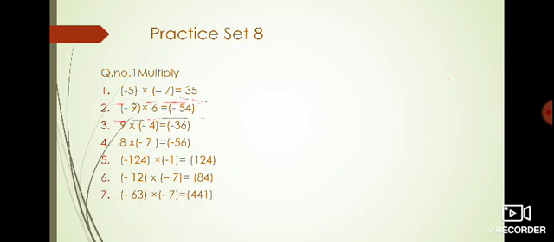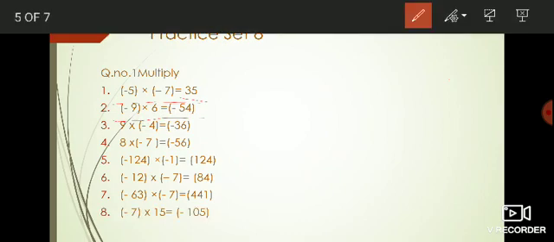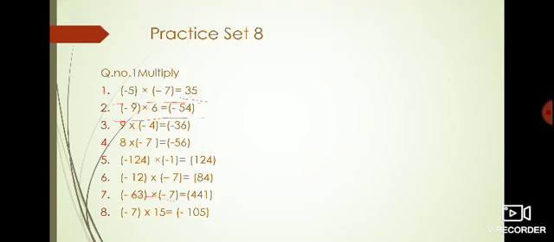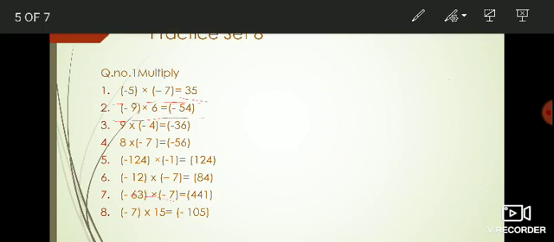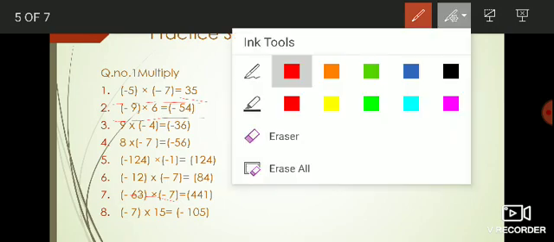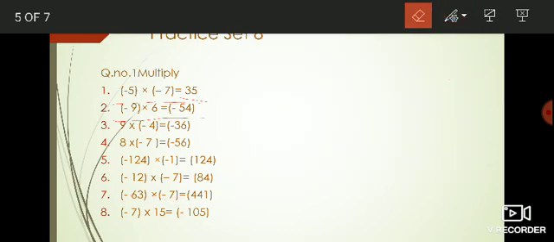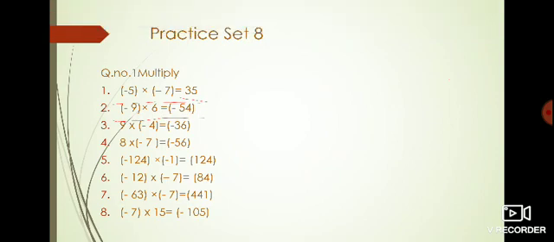Seventh one also, the same thing. Negative into negative again. 63 into 7. We have to do the multiplication here. 7 3s are 21, so 1 is written and 2 is carried over. 7 6s are 42. 42 plus 2 is 44. Now eighth one, -7 into +15. That's why 7 15s are 105, and we have to give the negative sign here.